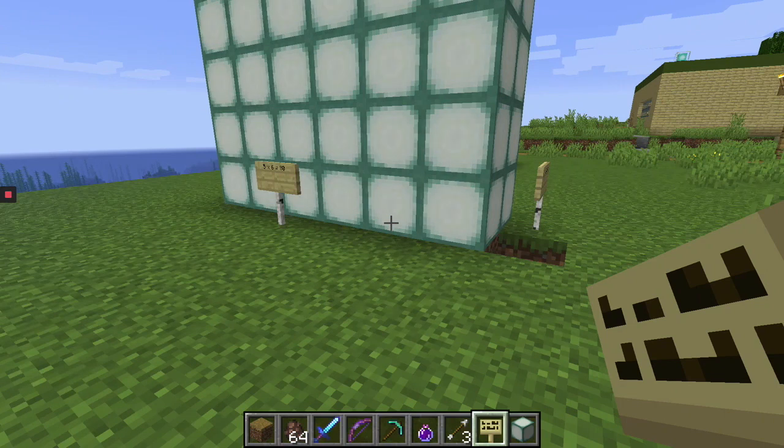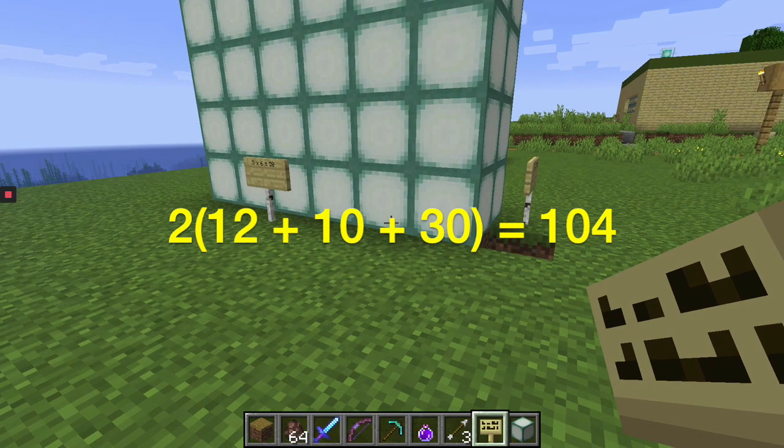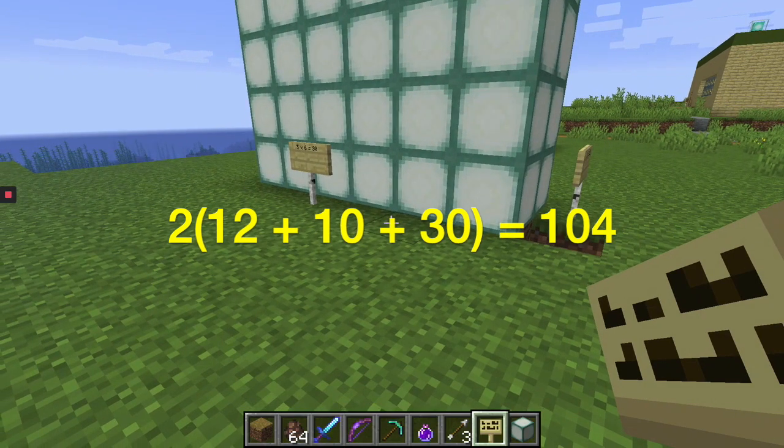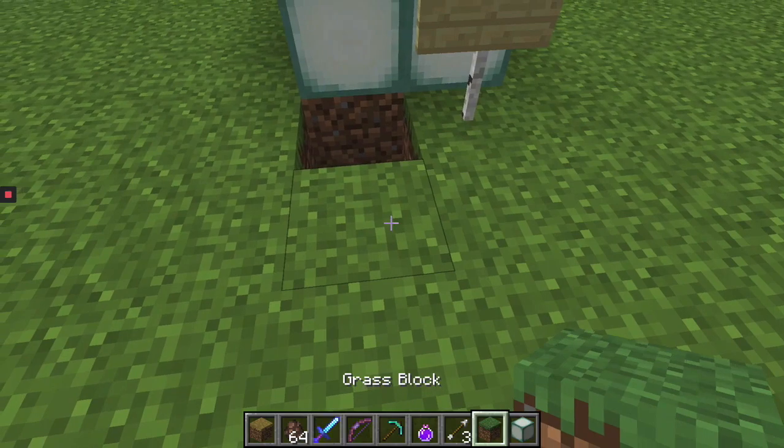All right, so you should have figured out that when you add 12, 10, and 30, you get 52. And 52 times 2, remember, because that was only 3 to the side, so 52 times 2 is 104. You should have 104. And let's fix this.